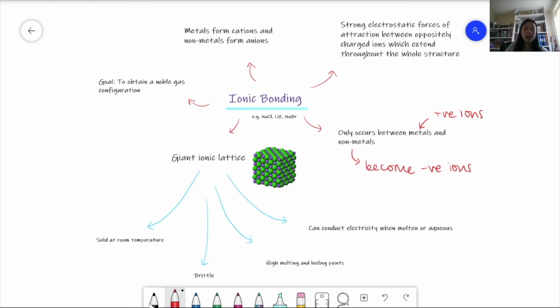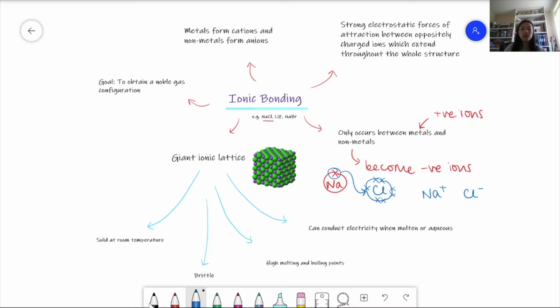So if we have a look at the example of sodium chloride, sodium, the atom, has 1 electron in its outer shell, and chlorine in the outer shell has 7. And so this 1 electron here gets transferred to the chlorine atom, and so they form an Na plus ion and a Cl minus ion. So the metal becomes a cation and the non-metal becomes an anion.